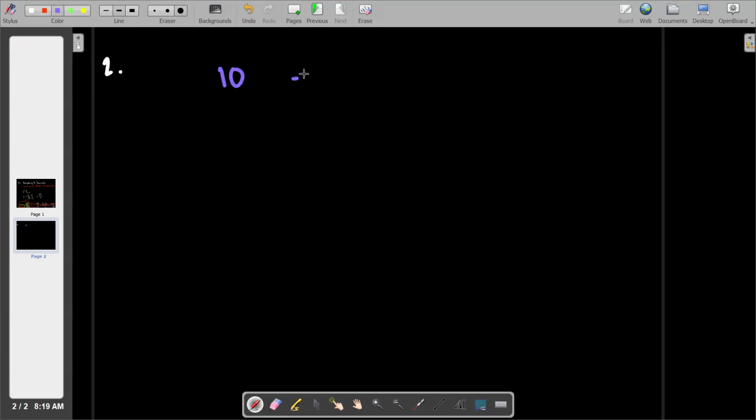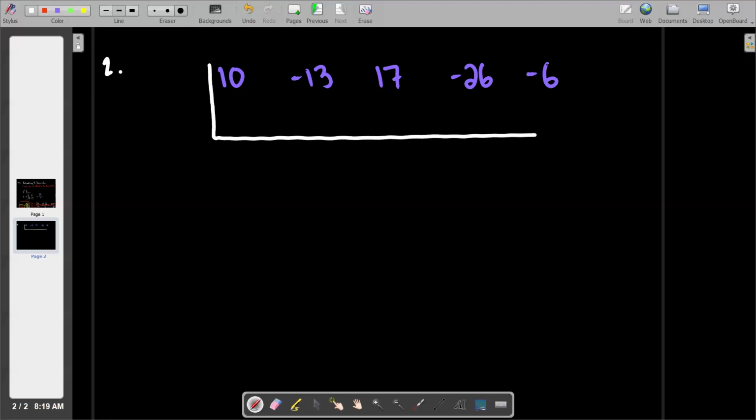So we have 10, negative 13, positive 17, negative 26, and negative 6. And then we're going to synthetically substitute the given number, which in this case is negative 1/5. So let's try to diagnose your issue here. Get this nipped in the bud. Yeah. We're going to drop the 10. Now, do you know what negative 1/5 times 10 is?